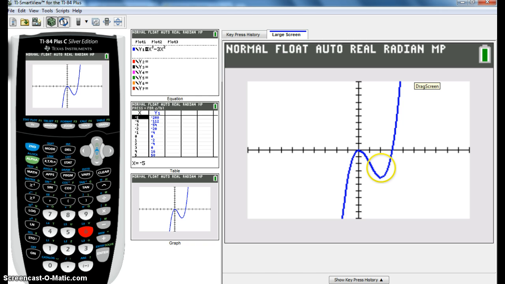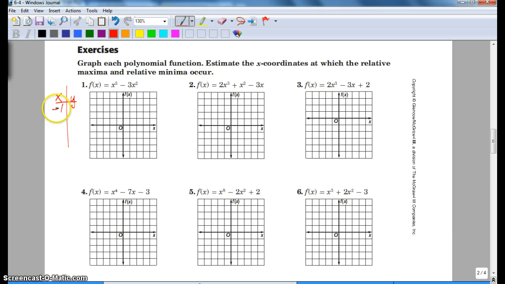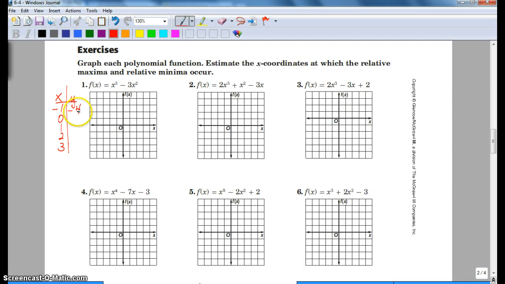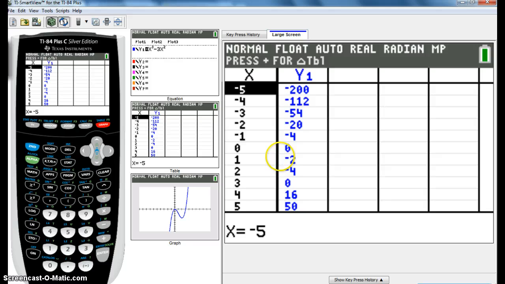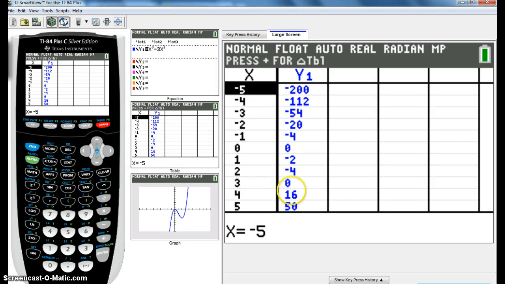But let's go ahead and make a table of values, hitting second graph. It would be easy to manage here. I'm going to go ahead and pick values -1, 0, 1, 2, and 3. That should be plenty. Okay, so if we refer back to our graphing calculator, -1, -4, 0, 0, 1, -2, 2, -4, and lastly 3, 0.